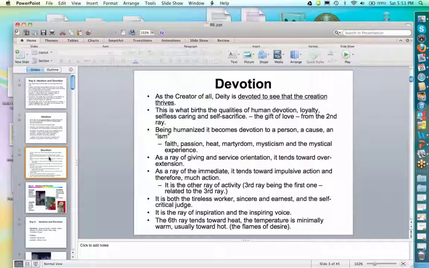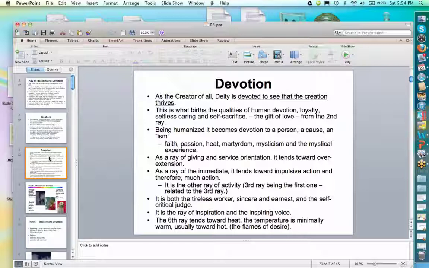Being humanized, we become devoted to a person or to a cause or to an ism. So all of this covers the area of faith, of passion, heat, martyrdom, because of the devotion that we have to whatever it is that we have it for. It's the mysticism and the mystical experience. As a ray of giving and service orientation, it tends towards overextension. It's the ray of the immediate or impulsive action, and therefore much action. In this way, it's very much related to the ray of activity, which is the third ray.